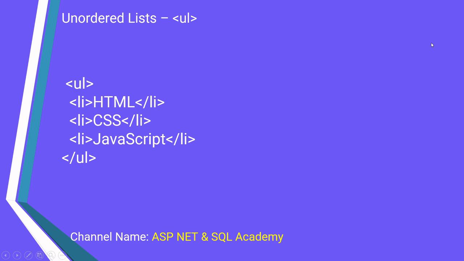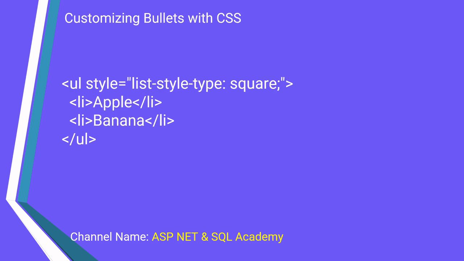By default, unordered lists use round bullets. You can customize this using CSS. Use list-style-type to change bullets to square, circle, or none.